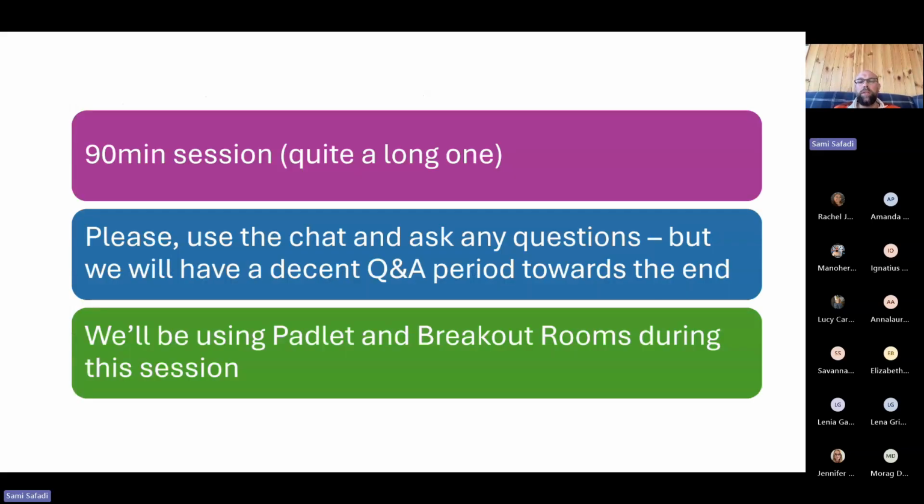It is a 90-minute session or thereabouts, so it's a bit of a long one, and I do apologize if I speak for too long. We are going to have a couple of breakout rooms, one at the beginning and one towards the end, and feel free to put any questions in the chat, and they should be captured. At the end we should have a 15-minute Q&A session, so hopefully we can get to all of those questions as well. There's also a Padlet link in the second breakout room activity. Not a huge Padlet task, just a couple of things that I would like you to engage with.